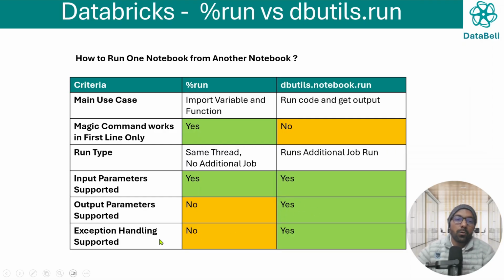And if we want to handle exceptions while receiving the output or executing the code, that is not supported in %run because it is intended just to import the variables and functions. Those never fail if we have written them the right way. In dbutils.notebook.run, it is supported, we can handle exceptions. We will see this through the demo part. So now let's jump to the demo and see all these things in action.